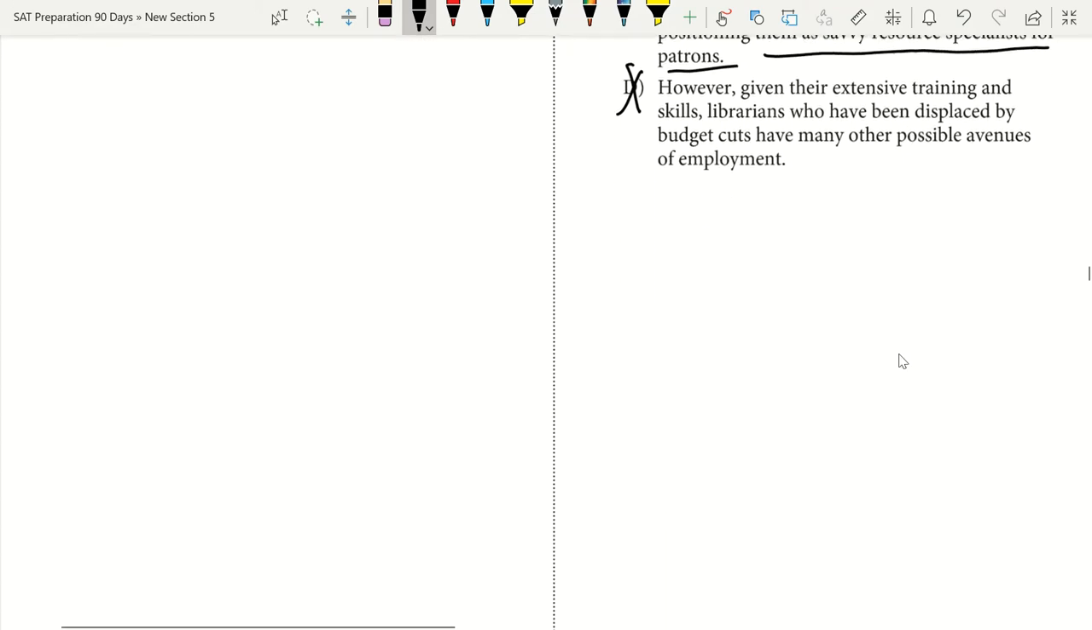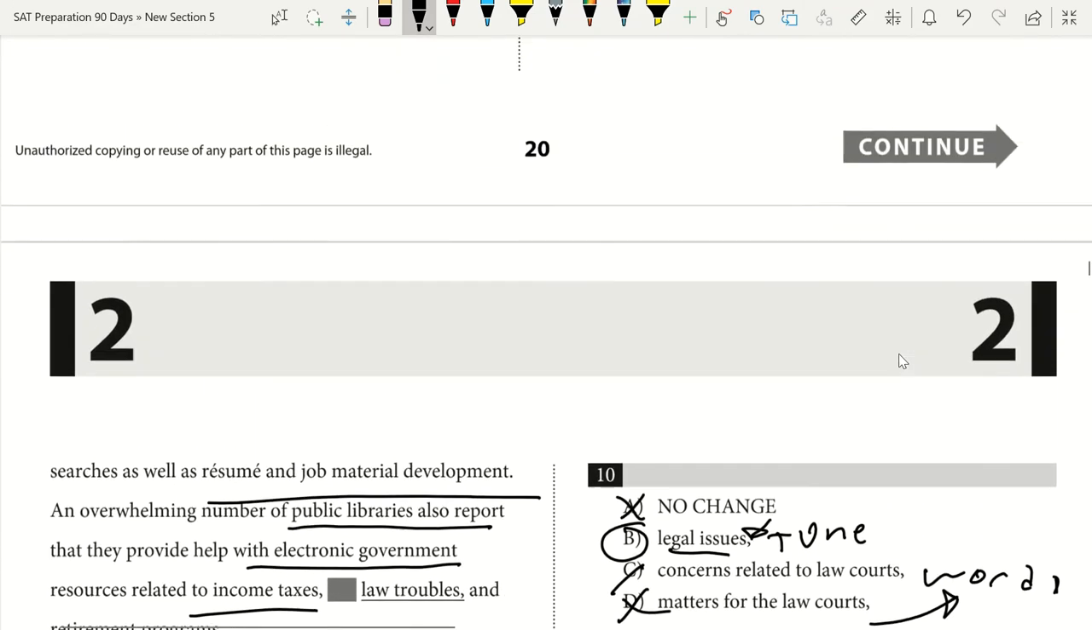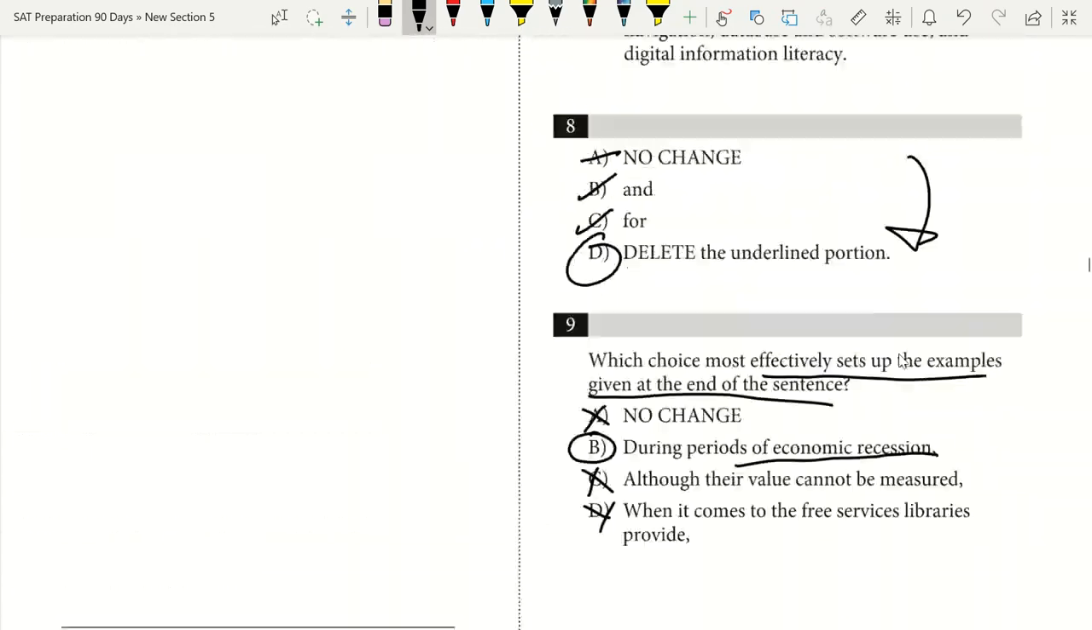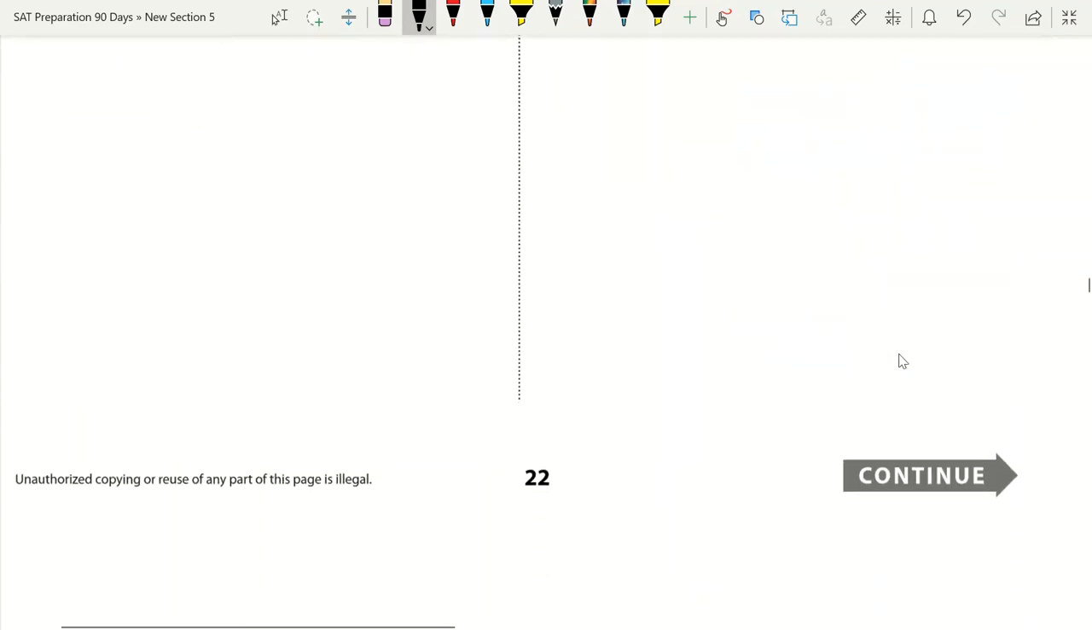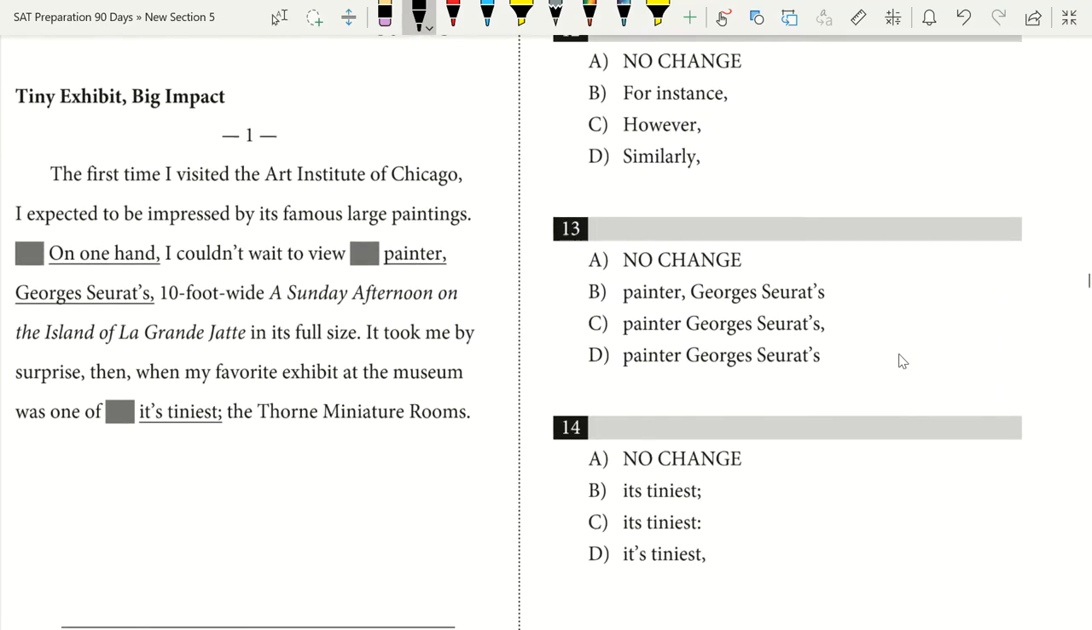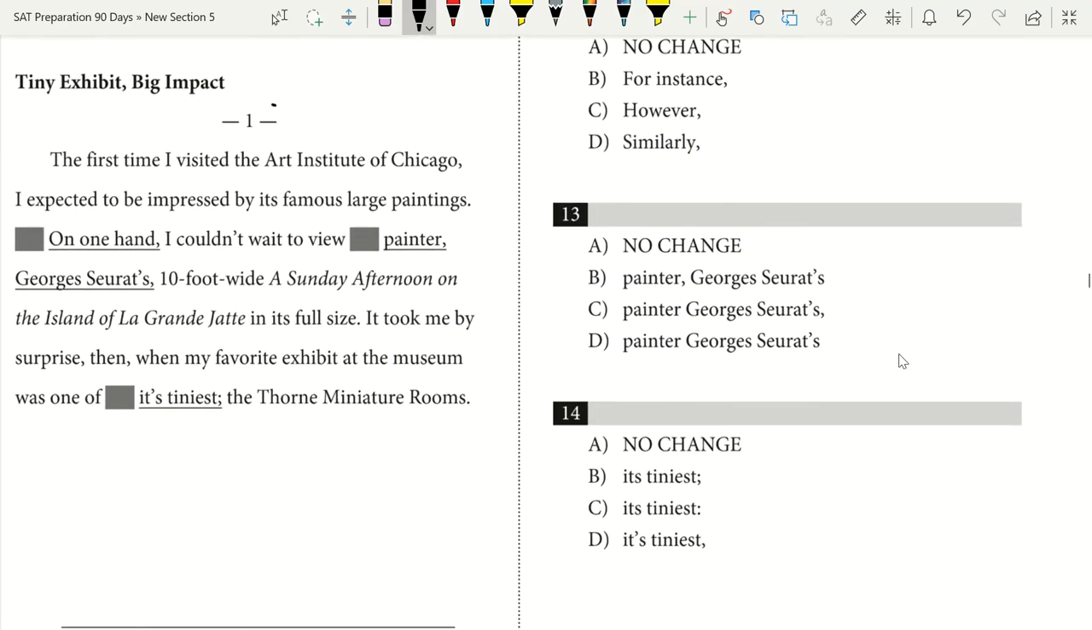All right, now we've got our second passage. I'm going to quickly make sure we answered all of them up here. Just take a quick glance, make sure we got all of them answered, and then we'll move on. Okay, I see we do. So now we've got our second passage, "Tiny Exhibit, Big Impact." Okay, anytime I see a one up top like this, it means I'm placing a paragraph. You won't see that very often, in my opinion, on the SAT writing section. It's very, very rare, in my opinion, but it's possible it could happen.